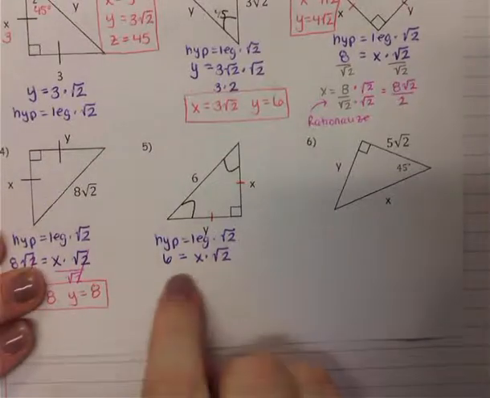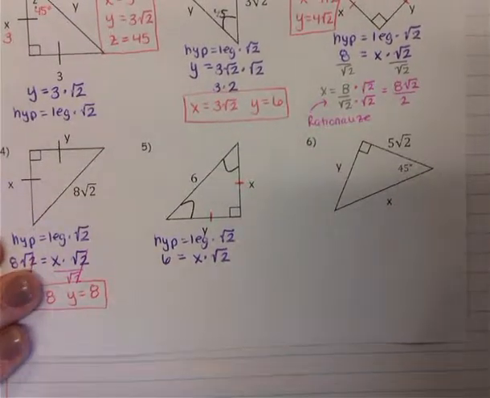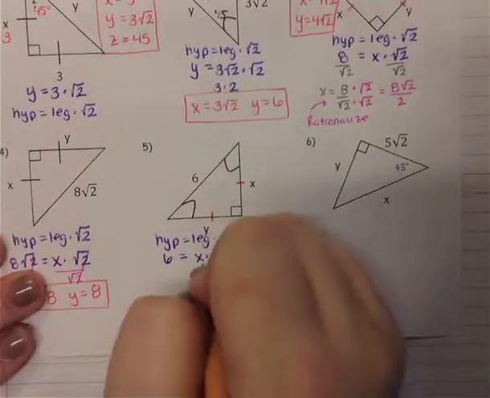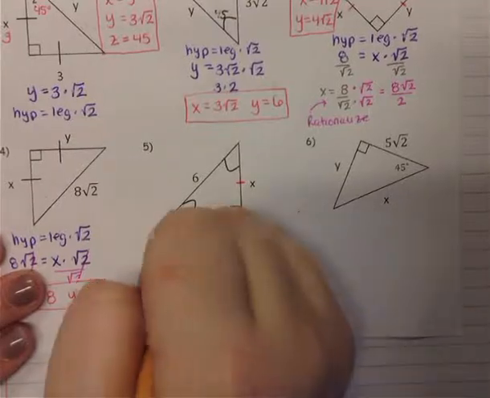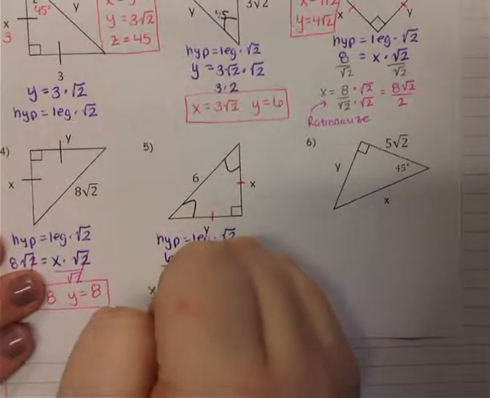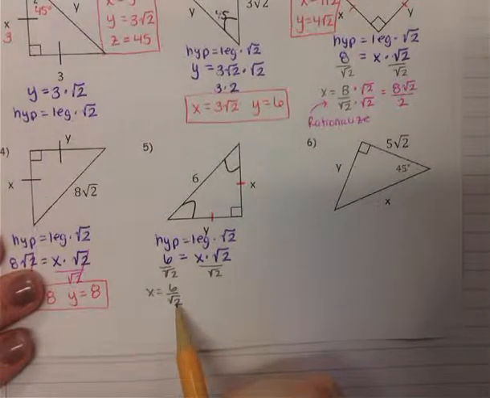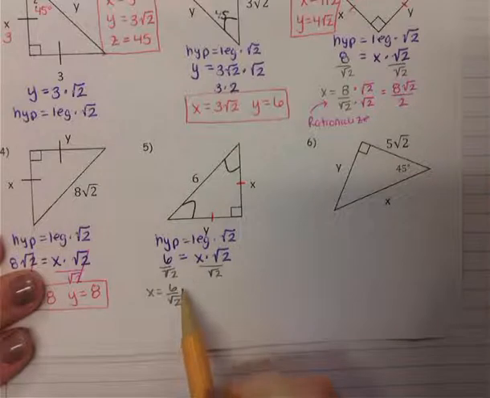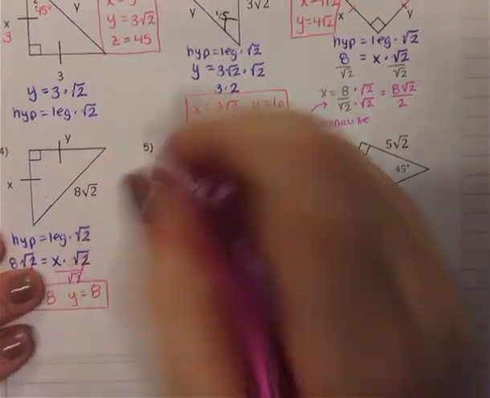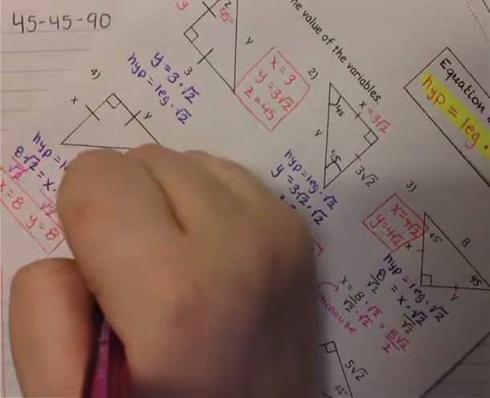Now, because this does not have a square root of 2 on it already, we do want to divide by the square root of 2. So x is equal to 6 divided by the square root of 2. But again, we cannot leave a radical in the denominator, and there's nothing it can simplify with in the numerator, so we do need to rationalize on this one. So this is a rationalizing problem. I'm going to write it off to the side. Rationalize.